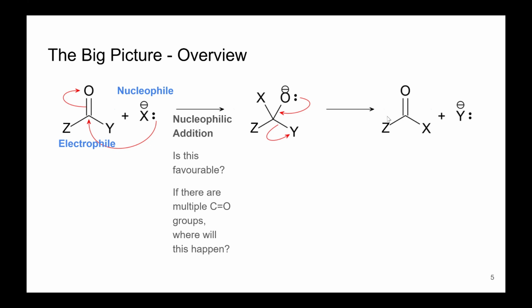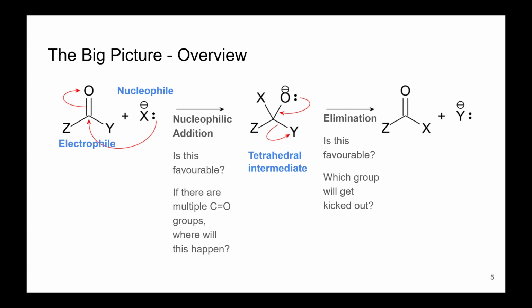So we will form a tetrahedral intermediate where the lone pair on the oxygen can kick out either one of these three groups. So the second step is called elimination. So one group gets kicked out, it might be Y or Z or X. And so the question we must ask ourselves is: is this favorable? And which group will get kicked out?